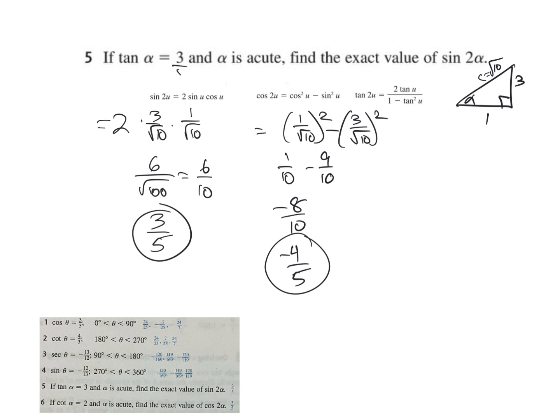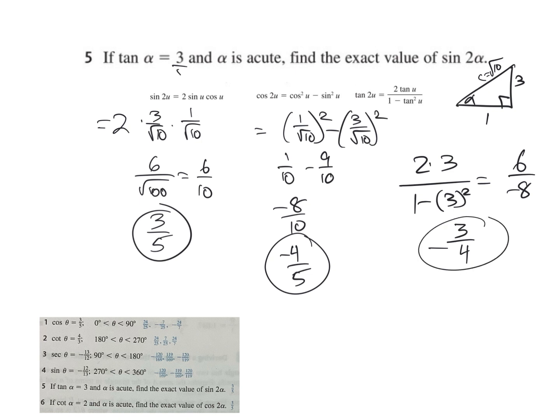Okay. And tangent, 2 times the tangent. Tangent is already 3. Okay. And 1 minus 3 squared. So that's 6 over 1 minus 9 is negative 8. Divided by 2, you get 3 over 4. So negative 3/4. So I left those answers off. Apologize. But 3/5 was the first one. So we're doing them right.